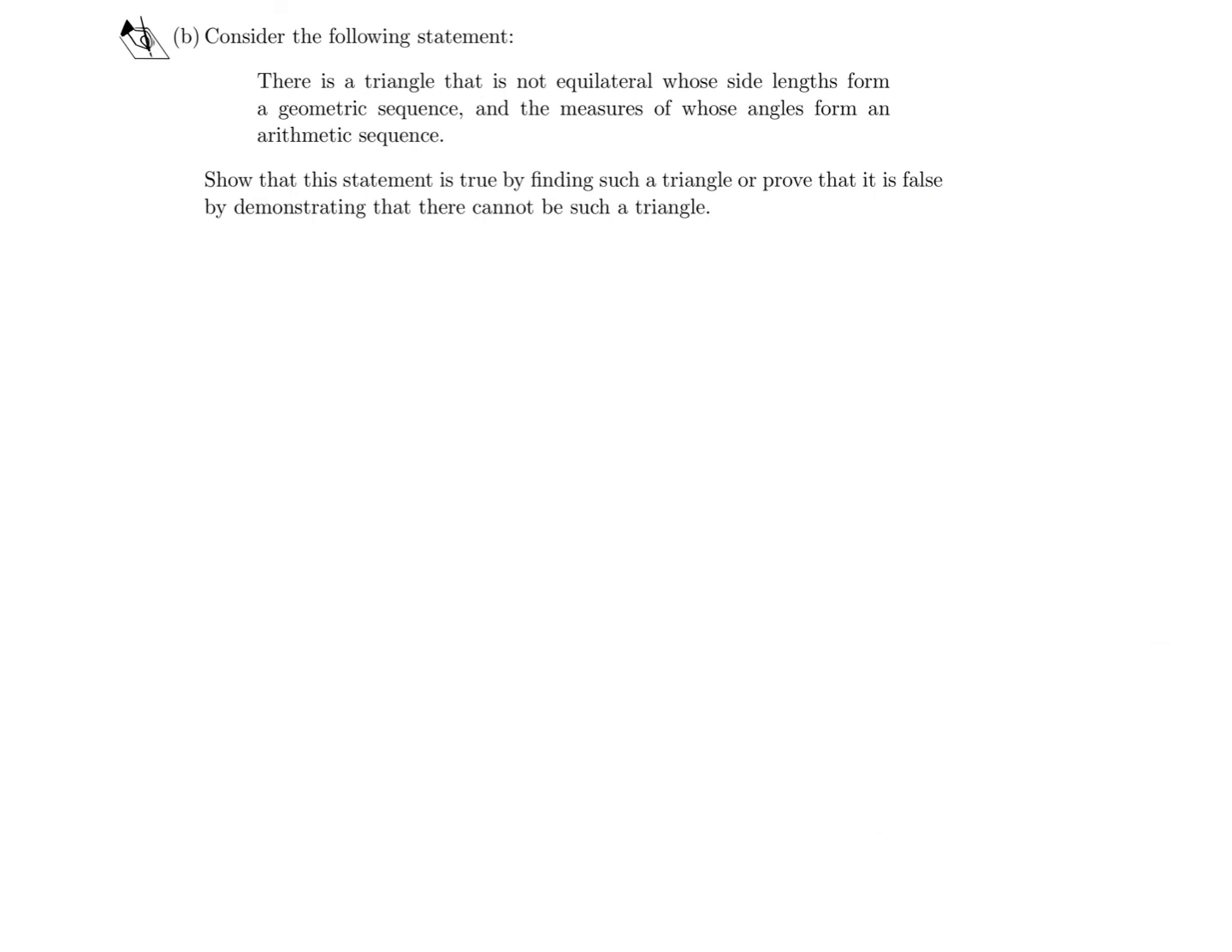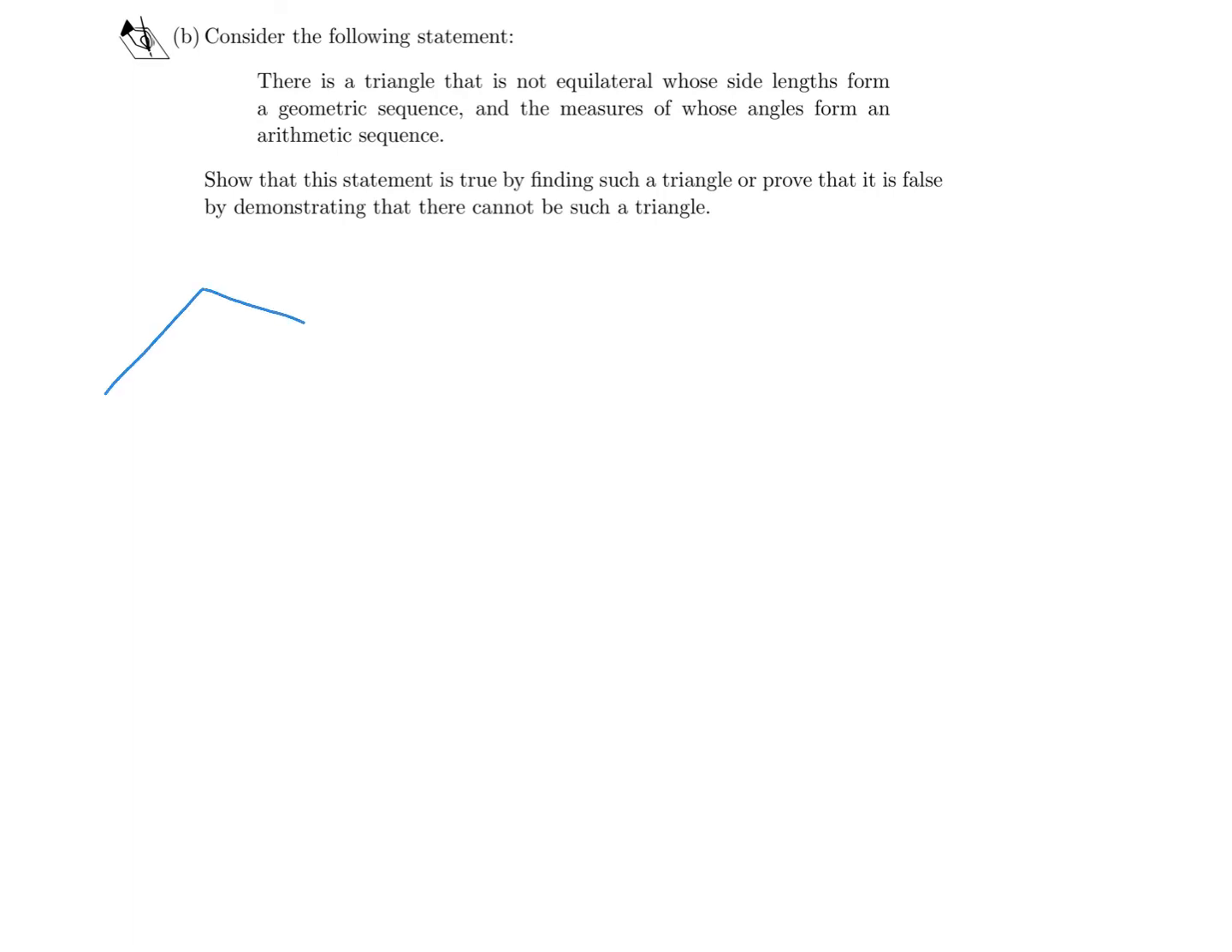Consider the following statement. There is a triangle that is not equilateral, whose side lengths form a geometric sequence, and the measures of whose angles form an arithmetic sequence. Show that this statement is true by finding such a triangle, or prove that it's false by demonstrating that there cannot be such a triangle.